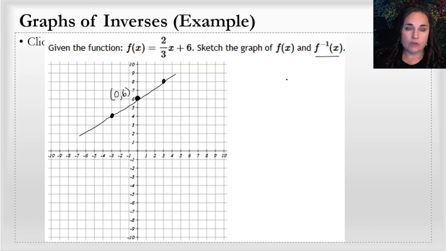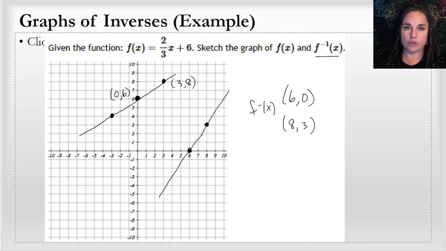If I want to find the inverse, what I'm going to do is just take those points. If I have 0, 6, that means I'm going to have 6, 0 on the inverse. If I have 3, 8 on the function, then the inverse has to have 8, 3. So I'm going to find those 2 points. There's 6, 0. Then I have 8, 3. There's 8, 3. And so that is the other function, the inverse function, right?